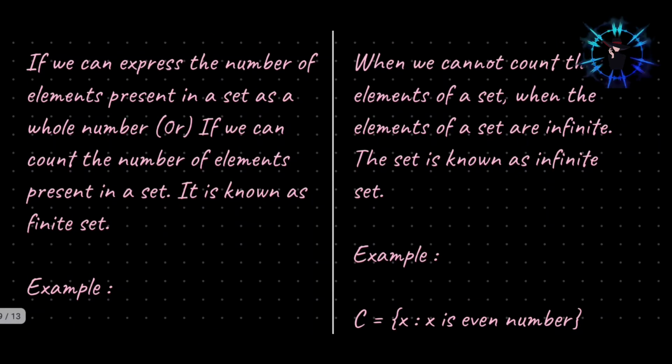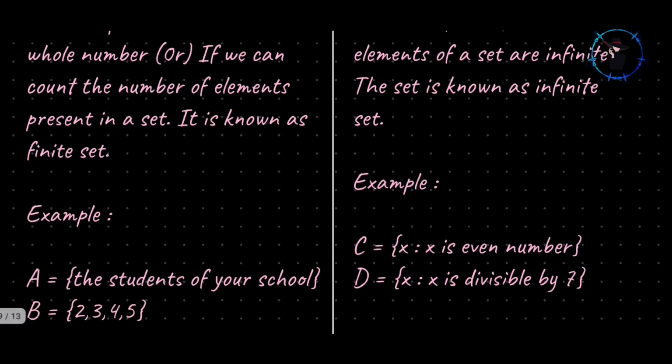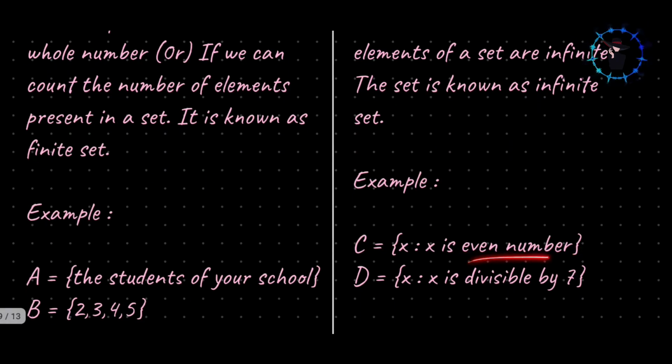Whereas infinite means the elements we cannot count. Even numbers. Can we count how many even numbers we have? No, we cannot count. It's infinite. Similarly, numbers divisible by 7. There are so many numbers that are divisible by 7, so we cannot count them.